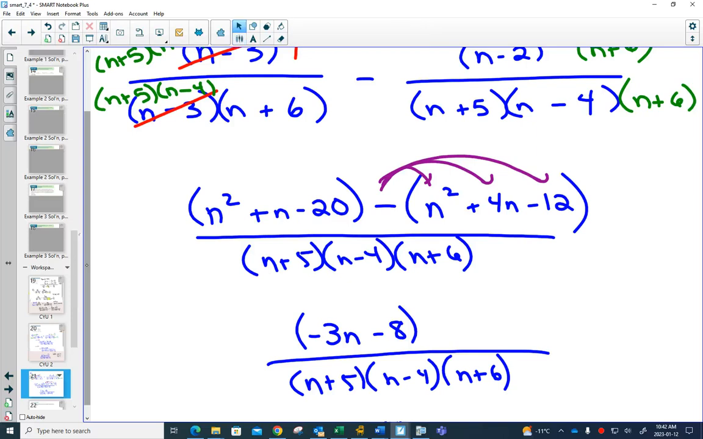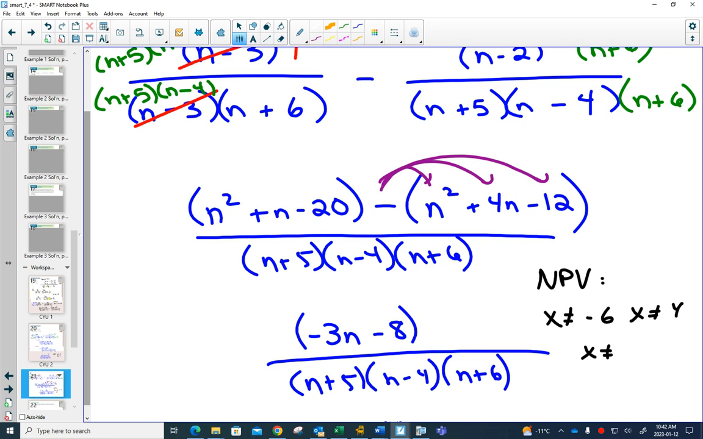So, checking where we're dividing, x can't equal minus 6, x can't equal 4, and x can't equal negative 5. And you have to be careful, because originally, right here, we were dividing by another factor, so we have to add also that x can't equal 3.